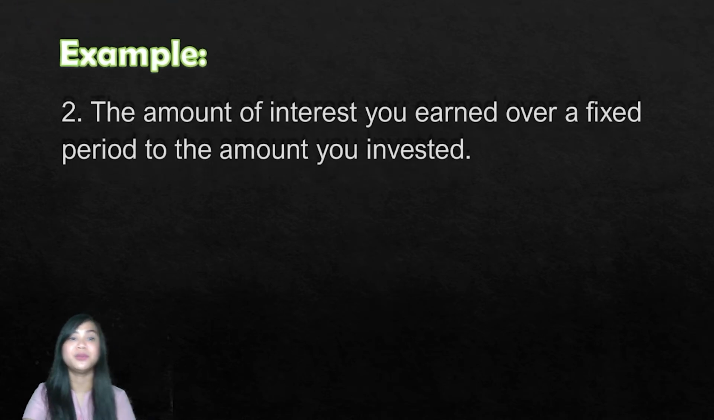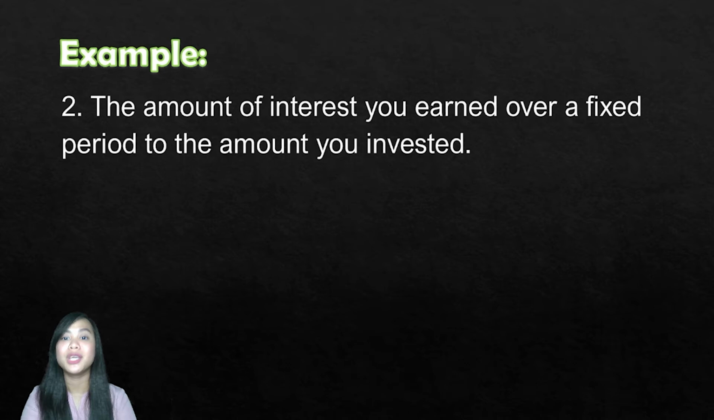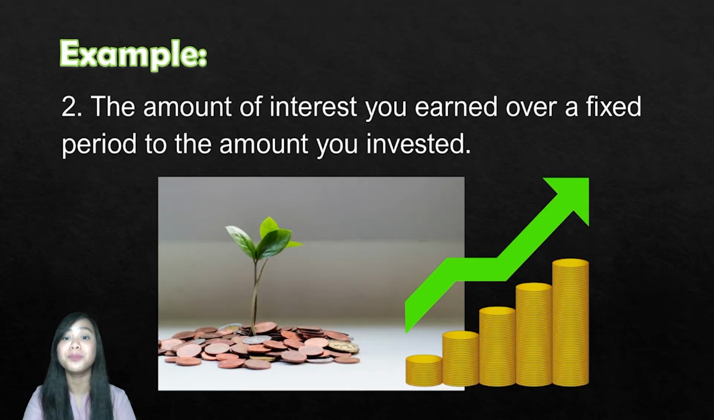And another example: the amount of interest you earned over a fixed period and the amount you invested. Let's say you invested your money in a bank. It will earn an interest, then over a period of time the amount will also increase because it has an interest. So they are directly proportional. As you increase your investment, you will have a higher interest for that investment over a fixed period of time.